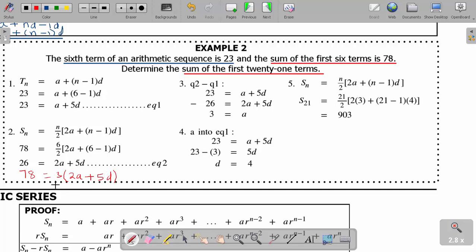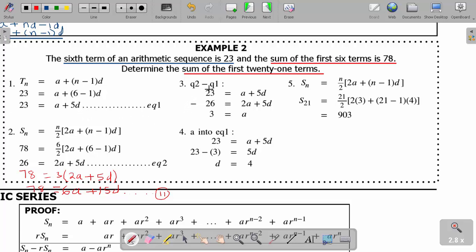Open brackets. Now what do you get here? What is 3 times 2a? It gives us 6a. Then plus 3 times 5, I'm going to get 15d. That is equal to 78. So if I say this is my equation 2, now my equation 1 was 23 equals a plus 5d, that's equation 1 here.